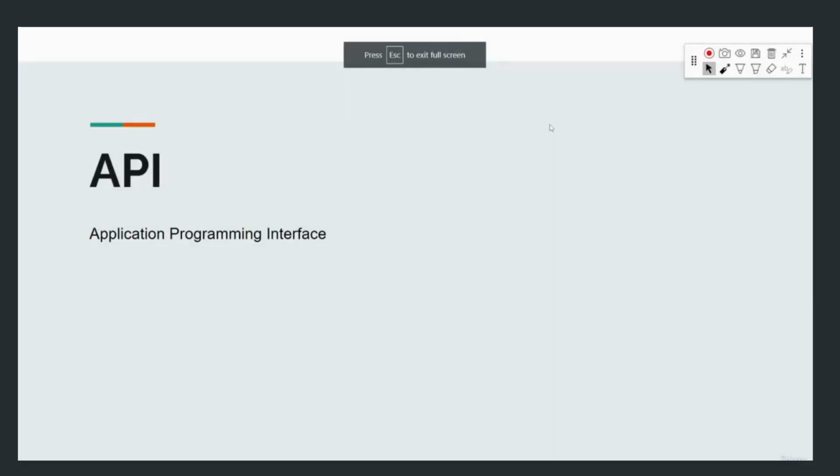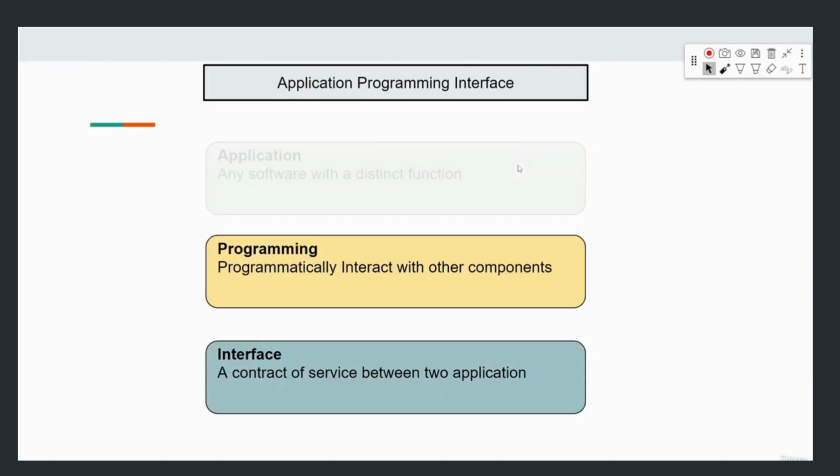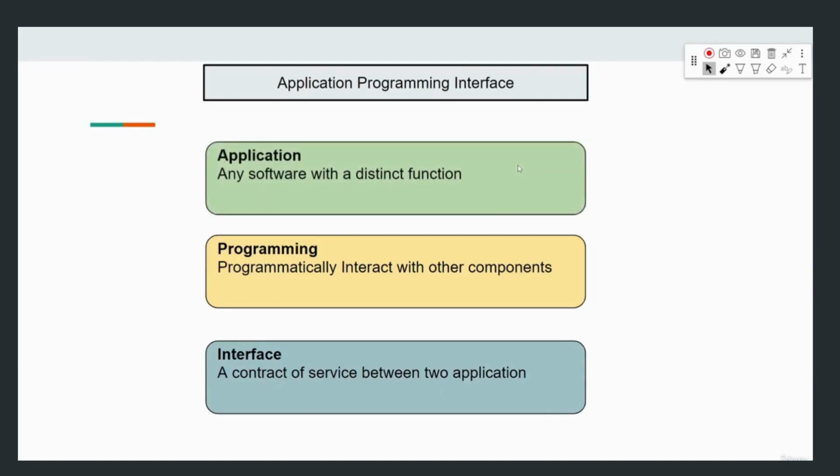Hello everyone. So let's start with our next session, that is API. API stands for Application Programming Interface. Application here can be any software which has a distinct function. It can be a web application, it can be a mobile application. So we have the front end there, right? That's what the application is referring to.